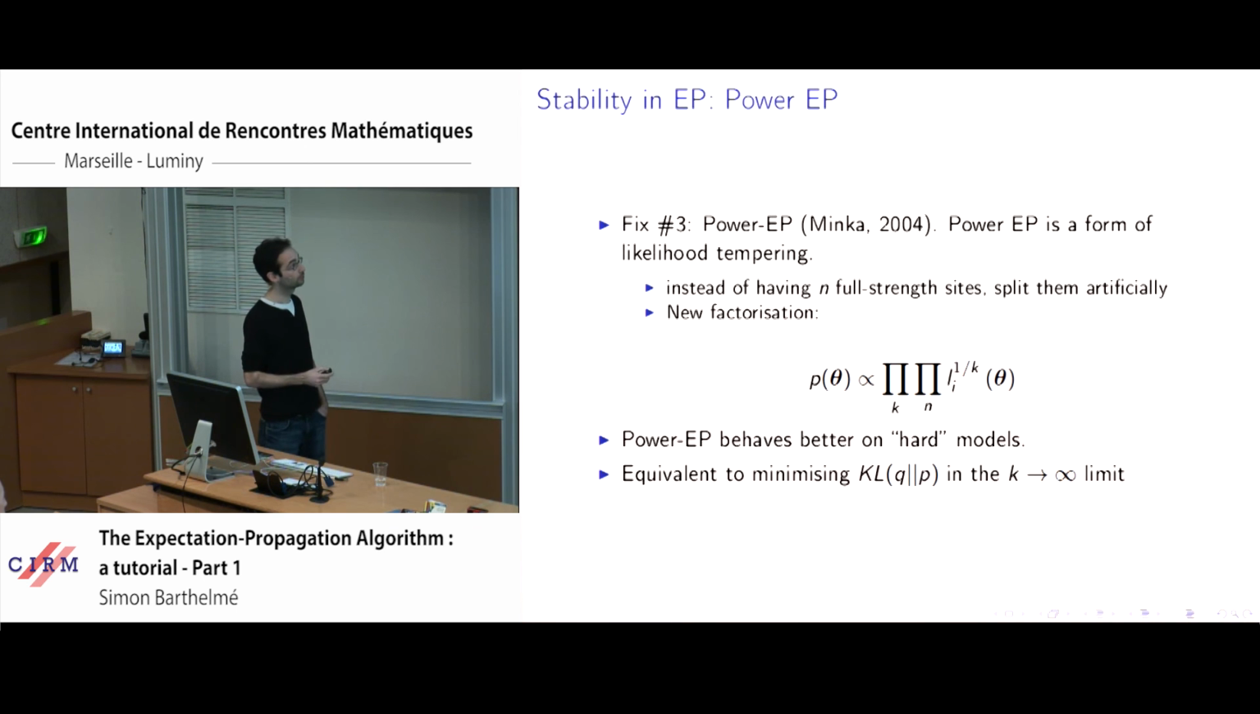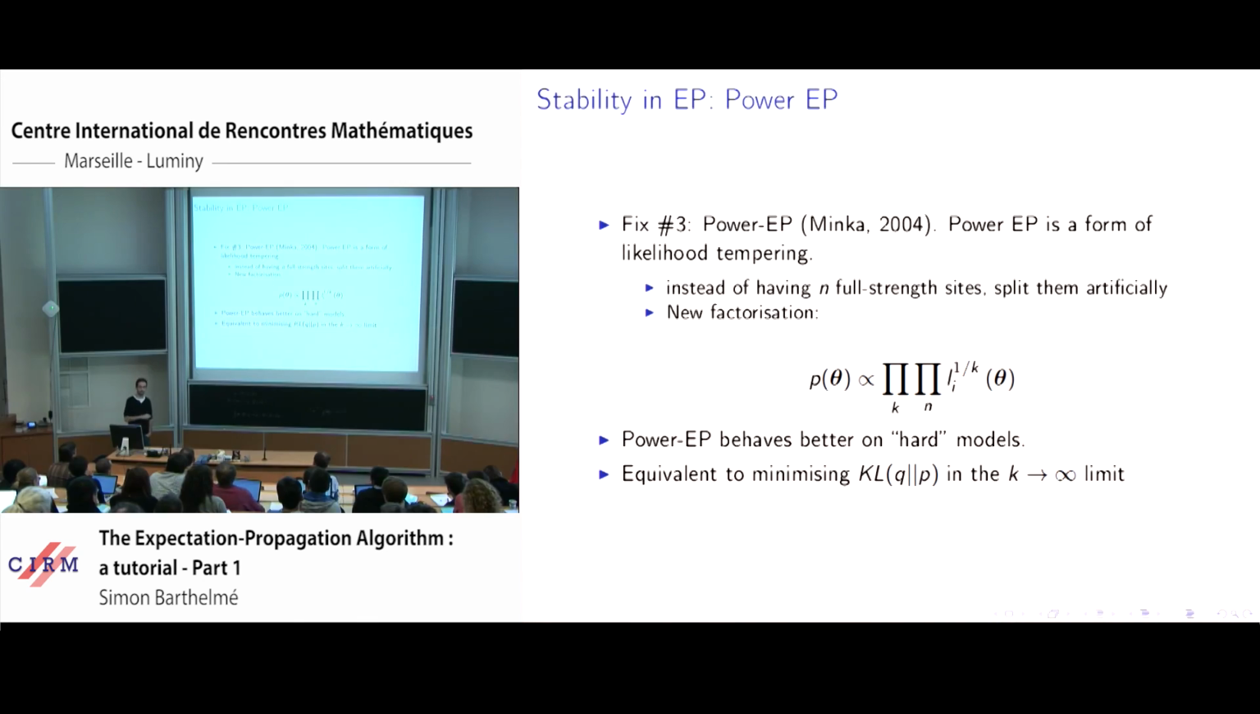So you re-express your posterior as the product of all the lambda i's to the power of 1 over k, over n and over k. So artificially, you divide a single site into k bits by taking powers. And Power EP seems to behave a lot better on hard models. And there's a folk theorem that says that it's equivalent to minimizing KL of Q from P in the k tends to infinity limit. So you get back to variational Bayes, which is more stable. I'm saying it's a folk theorem. Guillaume, it hasn't been proved yet.